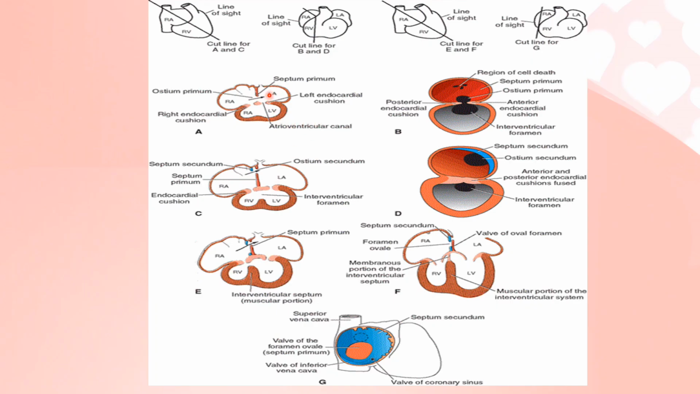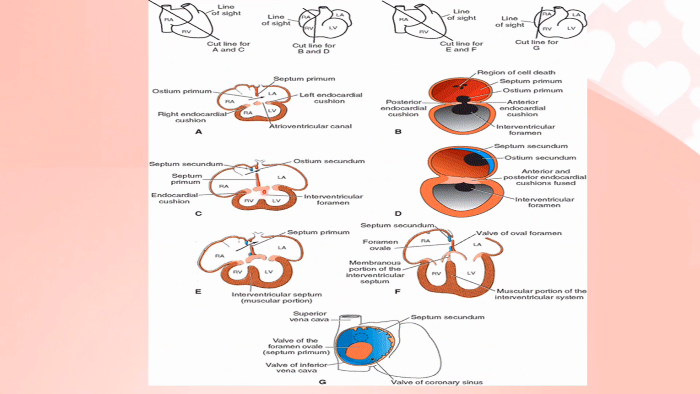So when this septum grows downwards near the area of the endocardial cushion, it shows a small opening in between the septum primum and the endocardial cushion, and this opening is called the ostium primum. When the endocardial cushions grow on each side of the septum primum, they close the ostium primum.